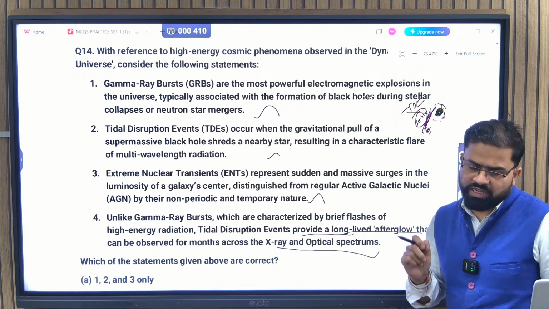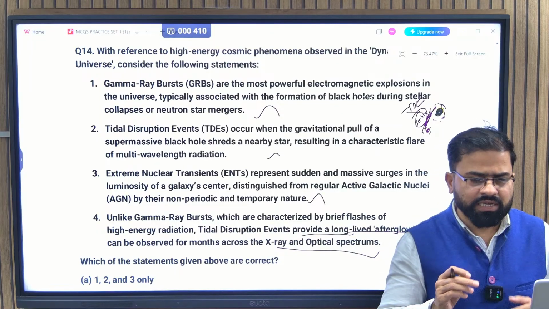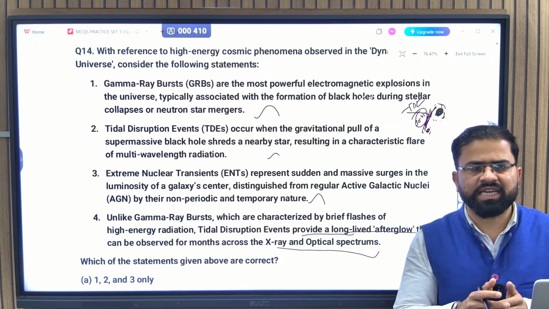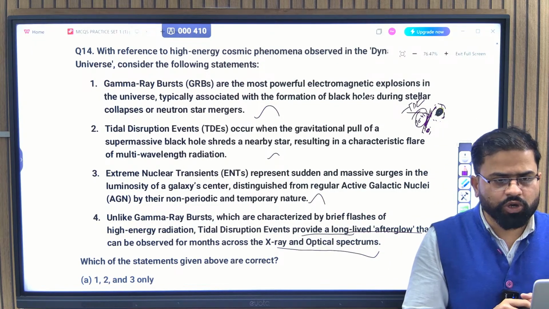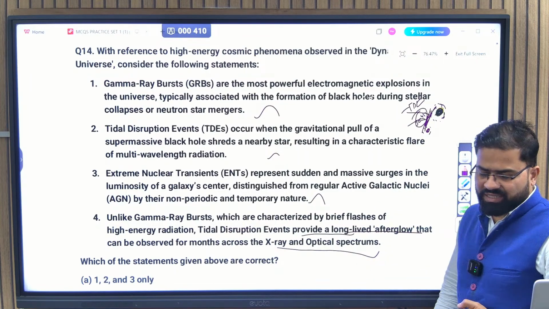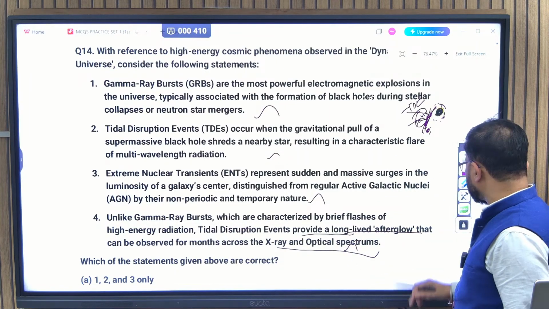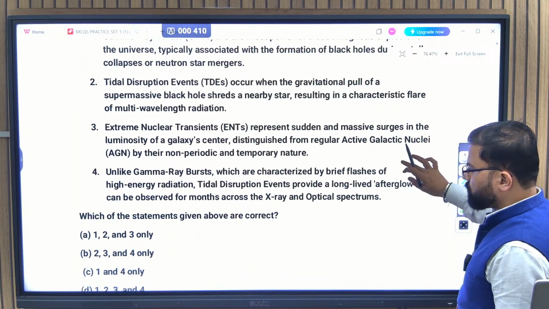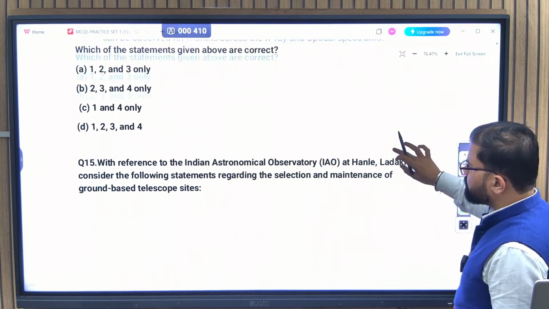See, there is a difference when you talk about the gamma ray. Since they are highly energetic processes, they can last from milliseconds to certain minutes. But when you talk about this tidal disruption event, the light can exist for days. So this statement is also true. So your answer will be D, 1, 2, 3, 4.